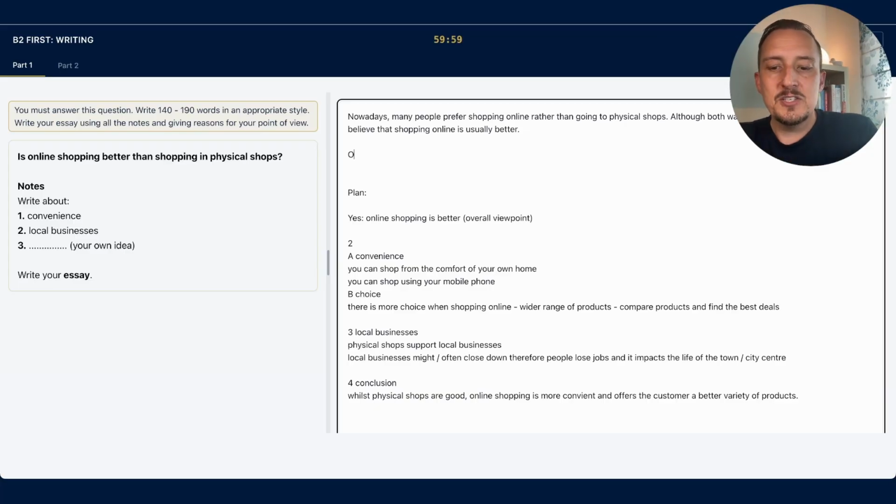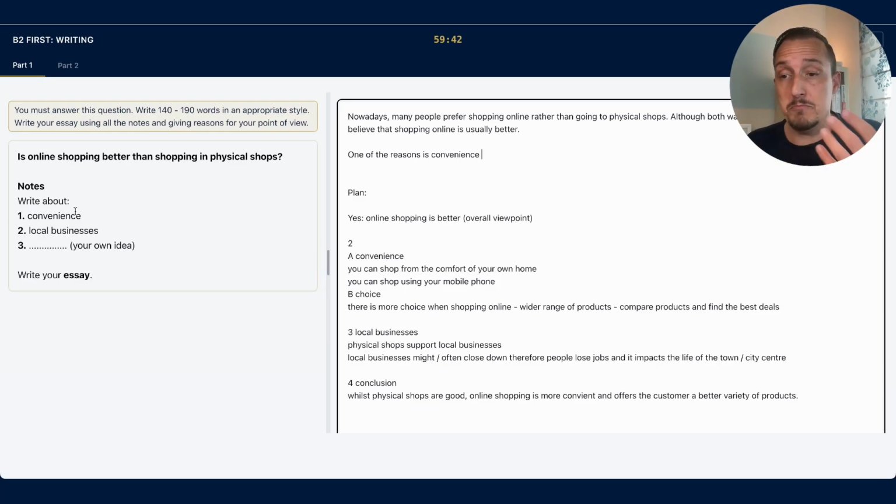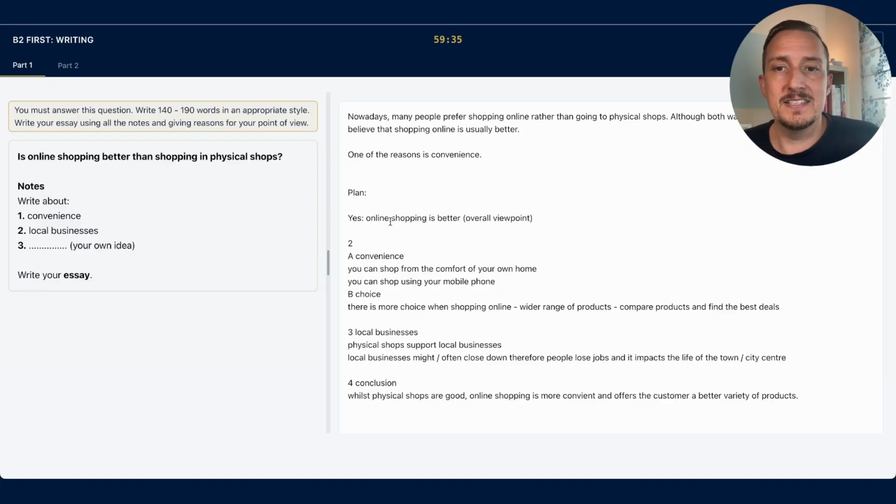So let's talk about, and again, we can come back to the language, but one of the reasons, so we've got two reasons. One of the reasons is convenience, and we're absolutely fine to repeat the word here. If I can spell convenience correctly, we're fine to repeat the word. That's okay. It's used there, but we're talking about it as the point, so that's absolutely fine. So one of the reasons is convenience.